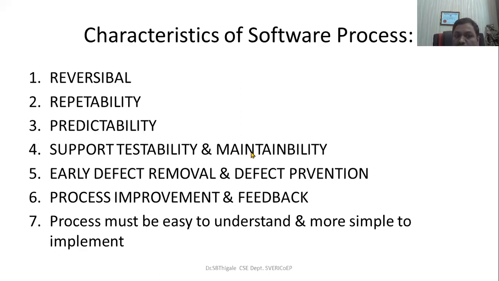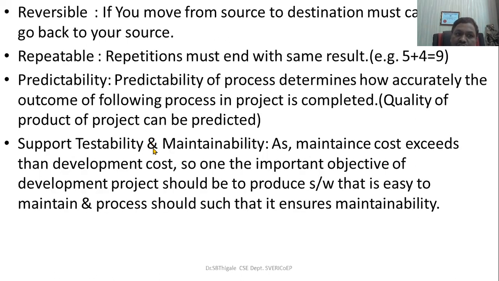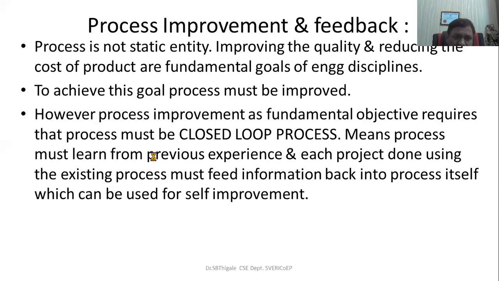This must be supported in your process, and always remember that the process must be a closed process. Now what is a closed process? One in which you are taking the feedback, and the received feedback will help you to improve the performance. That is process improvement and feedback. These are the desirable characteristics of the software process, which we discussed in the last lecture.